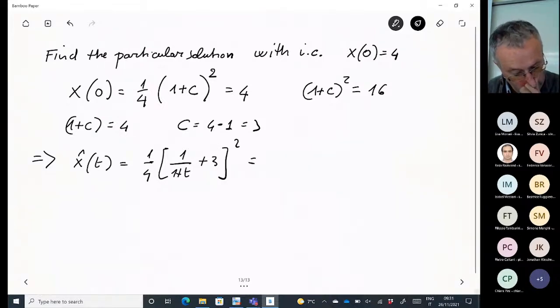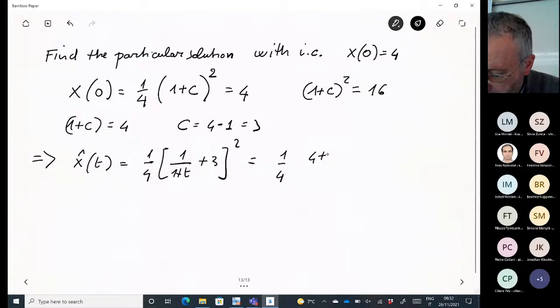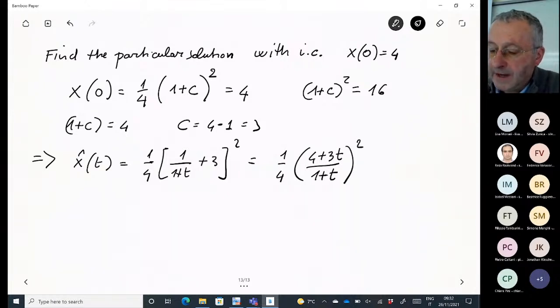Which is, you can also write this as a rational expression, so the ratio between two polynomials, okay? This becomes 3 plus 3t, so it becomes 3 plus 4t. Sorry, 4 plus 3t, so it is equal to 1 over 4. Here you have a fraction like this, 4 plus 3t divided by 1 plus t squared, okay? So this is the solution curve that satisfies the differential equation first, and second, it satisfies the initial condition by which x at time 0 is equal to 4.